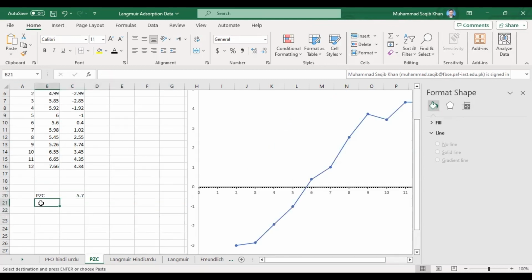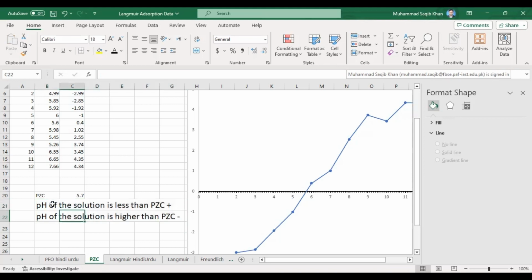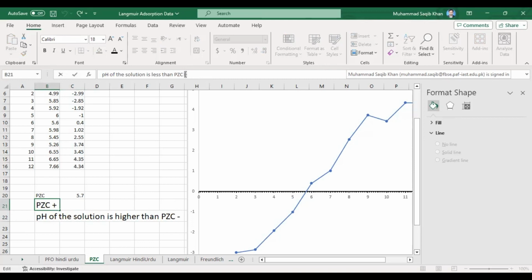Now, as we calculated the PZC value, we know that if the solution pH is 5.7, then there will be no charges on the surface of our adsorbent. But if the pH is higher or lower, what type of charge will be on the surface of your adsorbent? If we put our adsorbent in a dye solution or in a metal solution whose pH is less than the PZC value, then there will be more positive charges on the surface of our adsorbent.